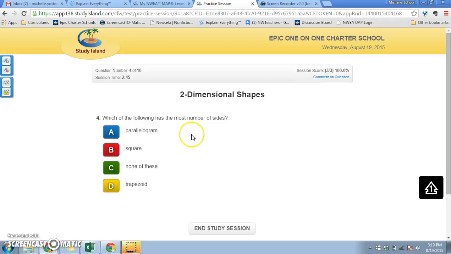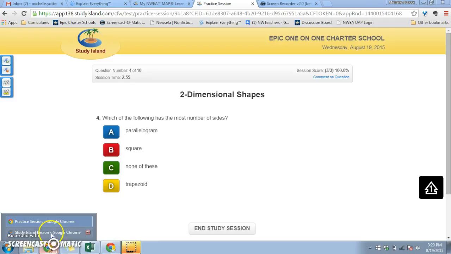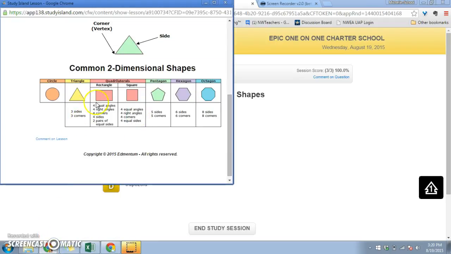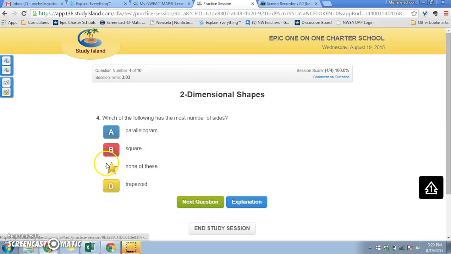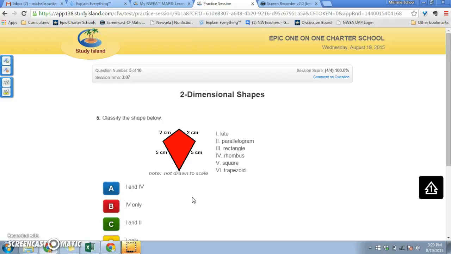Which of the following has the most number of sides? Okay, so it's asking you this again. Parallelogram has 4, 2 parallel sides. And let's look at that picture. A square has 4 sides. A trapezoid has 4 sides. So I believe it would be C. None of these. They all have the same number of sides.